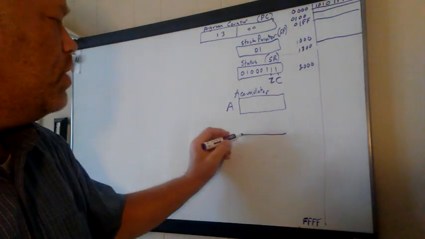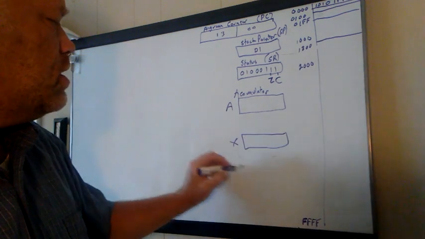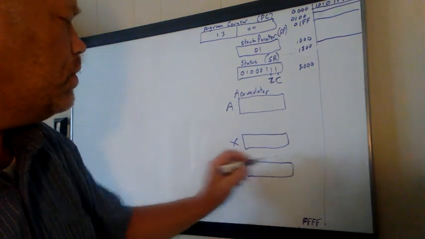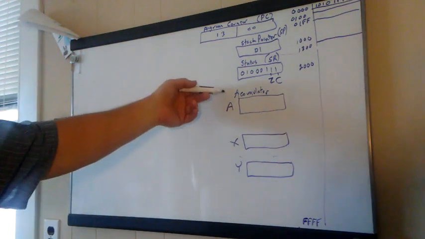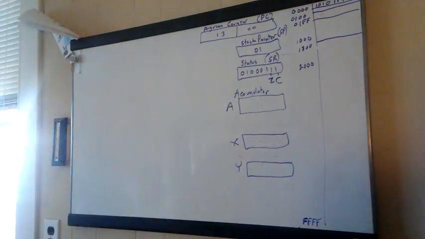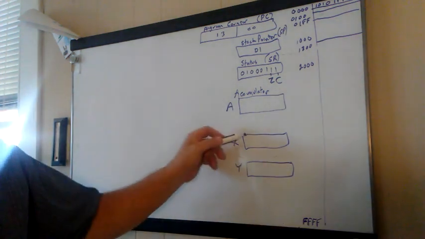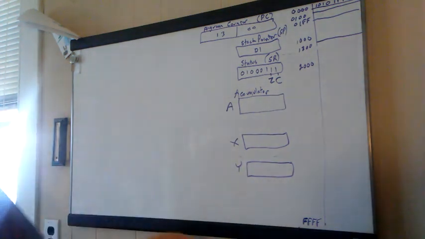Then you also have two others called X and Y. Now X and Y can also do some of the things the accumulator does, but not everything. You can't add or subtract in X and Y. You can increment them and decrement them. You can add one to them or subtract one.